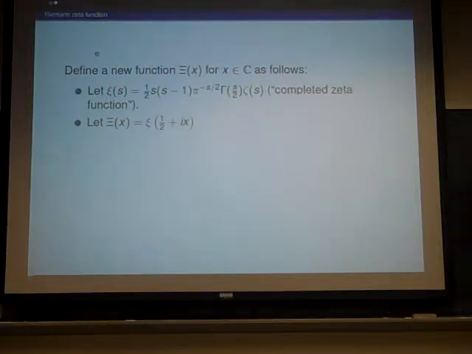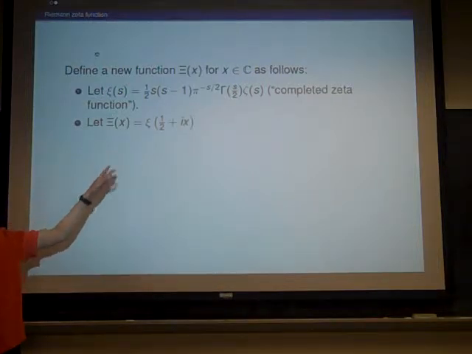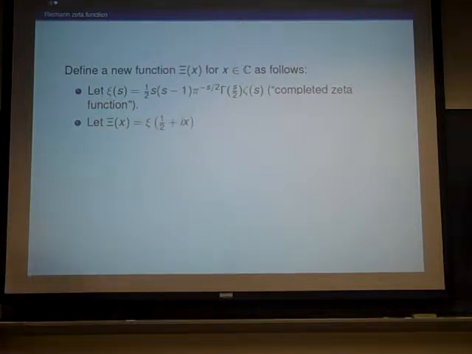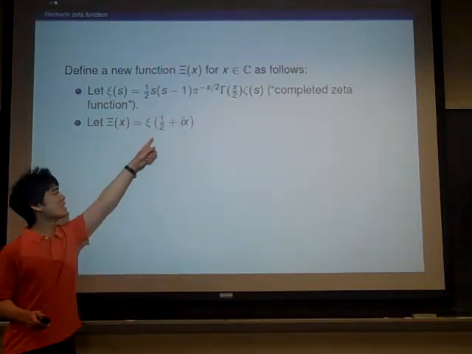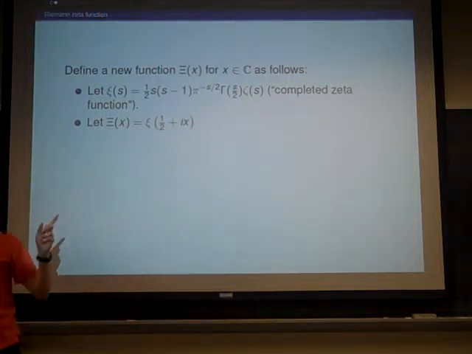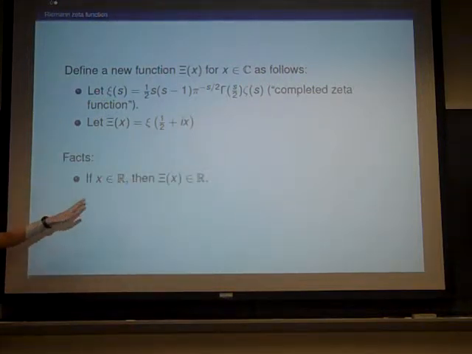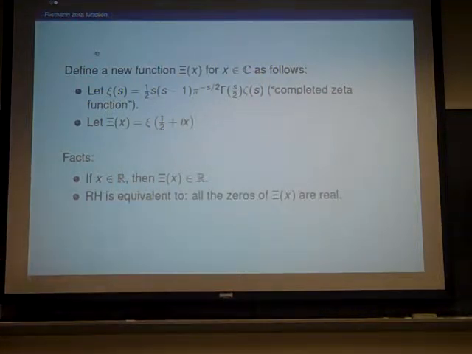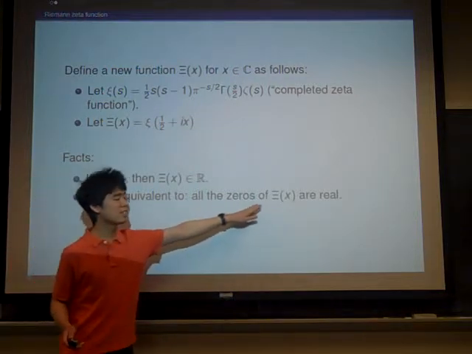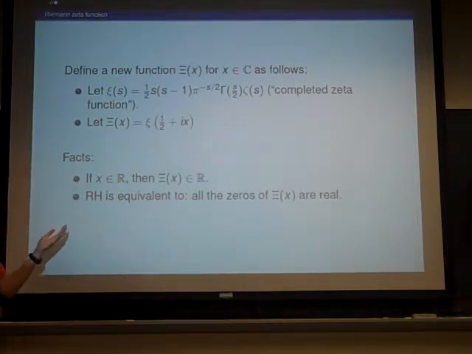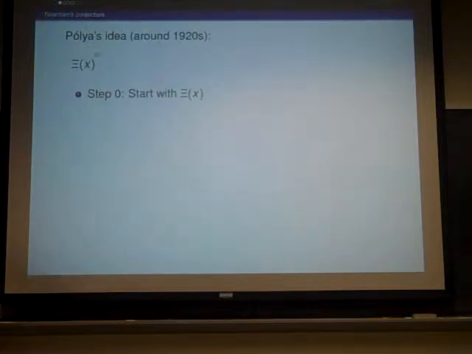One way to make the Riemann hypothesis a little easier to phrase is to define these auxiliary functions this way. First, we use little c to complete the zeta function. And then big C will be the completed zeta function on the critical line. So when you do this, we get a function that maps reals to reals. And the Riemann hypothesis is equivalent to the statement that all the zeros of C of x are real. So we don't have to worry about things like trivial zeros. And using this function, Polya had an idea to try to prove the Riemann hypothesis.